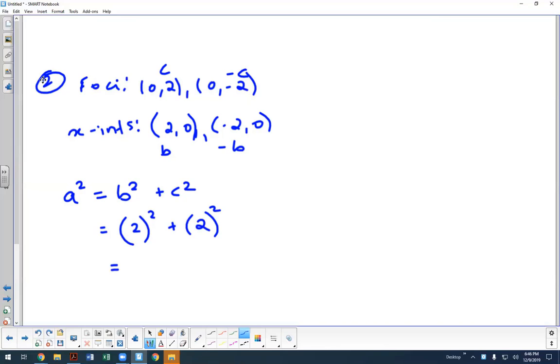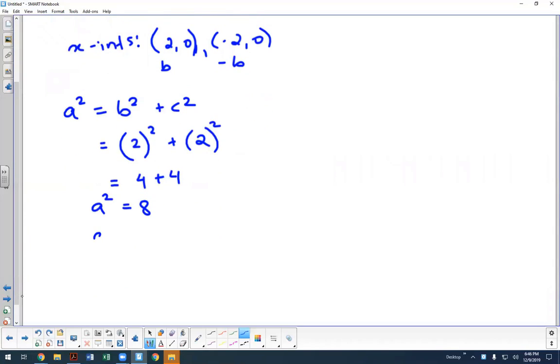So you're basically taking 4 plus 4, which gives you 8. So plus or minus square root of 8. Since it's a square root of 8, it's not a perfect square. Simplify it. 8 can be broken down into 4 times 2. 4 will come outside as 2, and 2 will continue to stay inside.